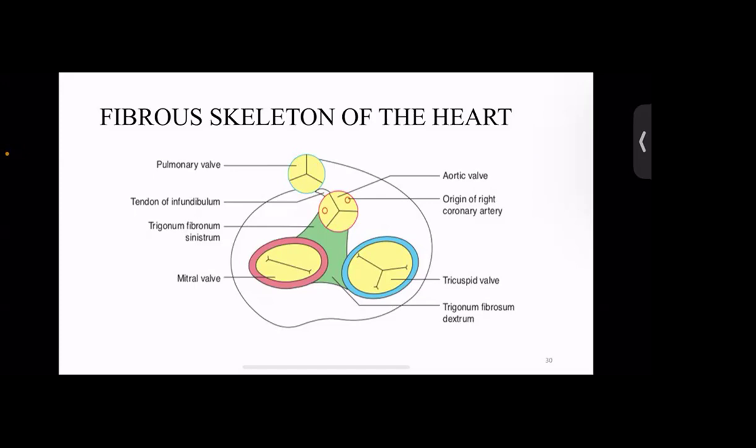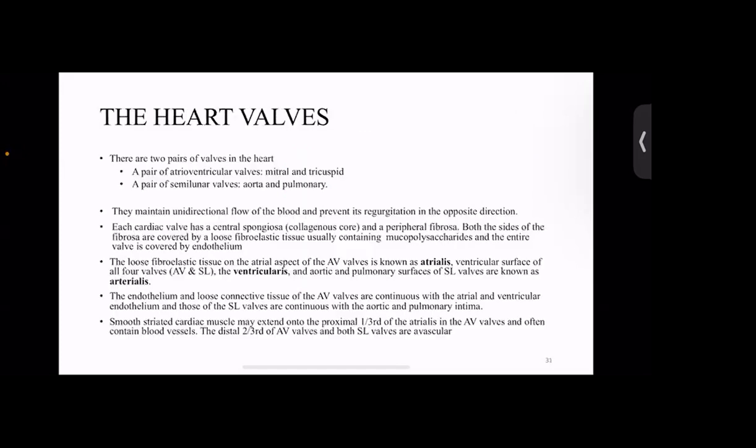Another important thing about the fibroskeleton of the heart is that the nerves that run through the heart can freely run through it without being affected by any form of contraction. It protects and insulates them and prevents them from being damaged. And then, of course, it's an anchoring point for some of the tissues of the heart.